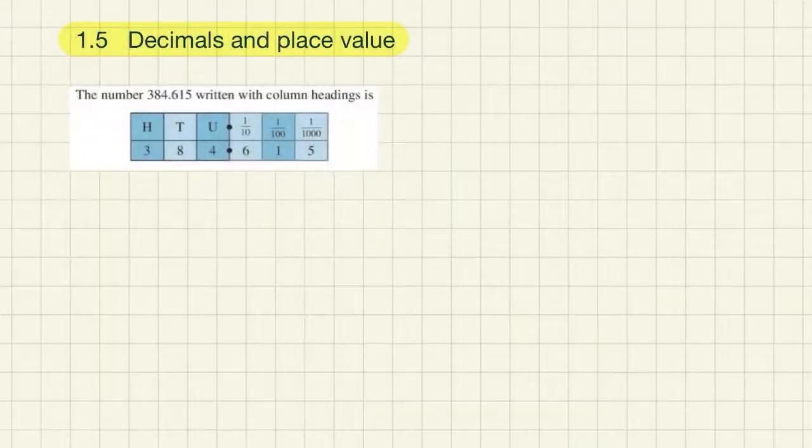All right, decimals and place value. Here we have a small picture which explains how the place value works. So we have different letters here for this number, 384.615. And so what happens here is we start with hundreds. We have 3. In English, it's pretty self-explanatory for the most part. So 300. So 3 is the hundreds, right? So this is our hundreds.